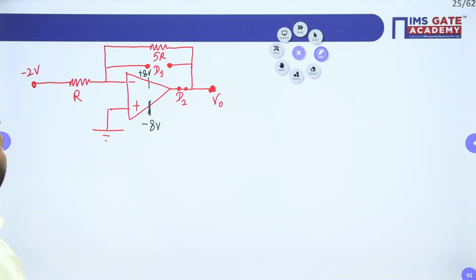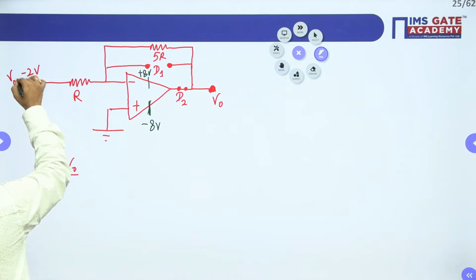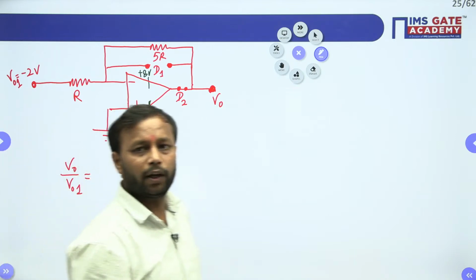Done. So how to find V0? Let me take this as V01 that we have taken. V0 by V01 — this is an inverting op-amp.